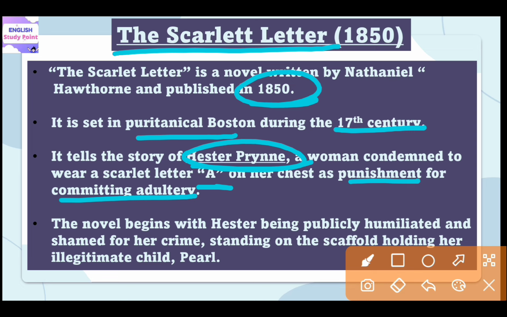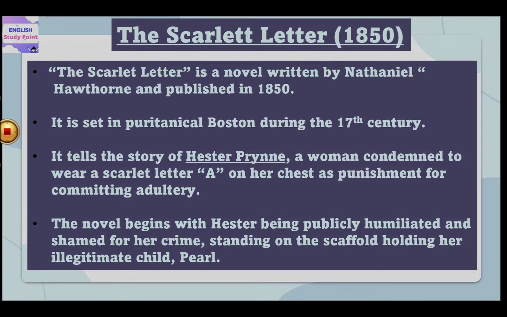The novel begins with Hester being publicly humiliated and shamed for her crime, standing on the scaffold holding her illegitimate child whose name is Pearl. What we know from this is that she is refusing to reveal the identity of the actual father of this girl, Pearl. This particular thing adds to the public shame and curiosity surrounding her. People became more curious to know who is the actual father of this girl, Pearl.